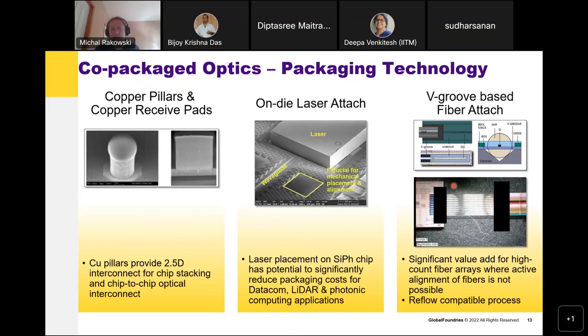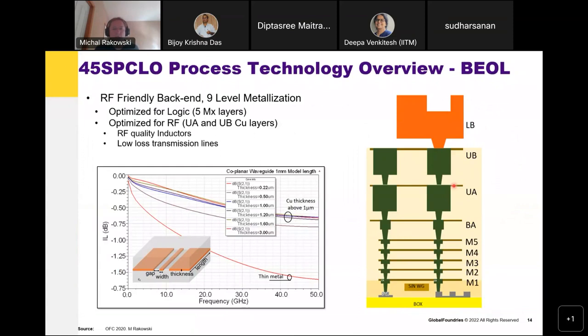In this technology, we actually have to look not only at the photonic side, which is the front end of the line, middle of the line, where all the optical action is happening, but also at the back end. And we have here quite a rich backend, nine levels of metallization, and it's actually, do you need it or not? We have put quite a lot of thought into how to enable this backend to provide all the necessary stuff you need to build a high performance transceiver.